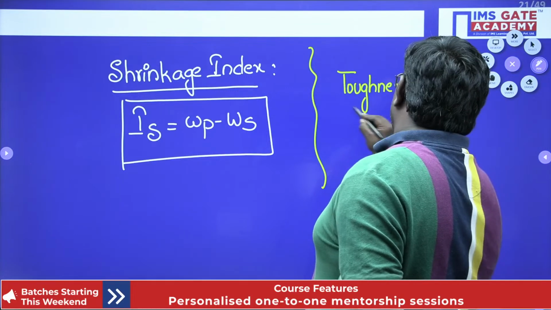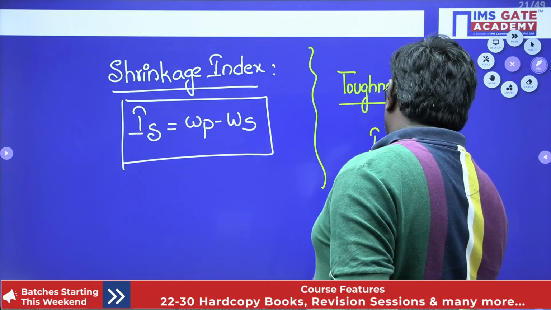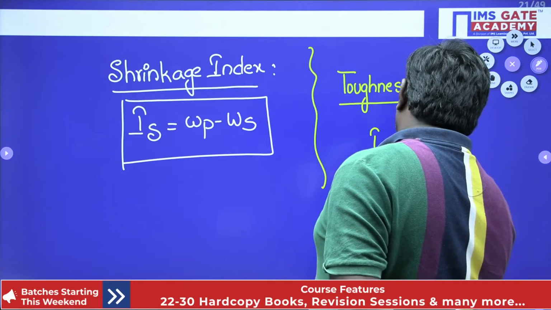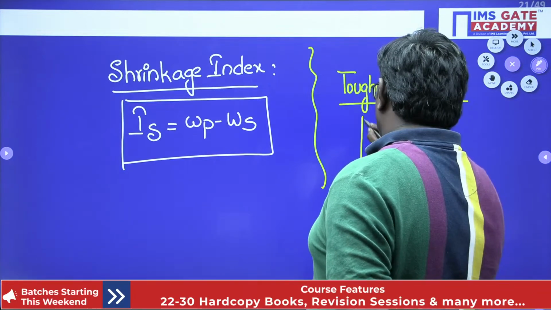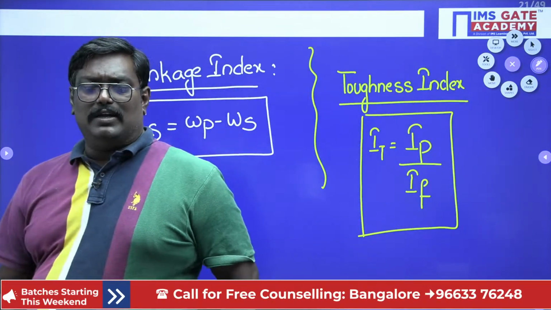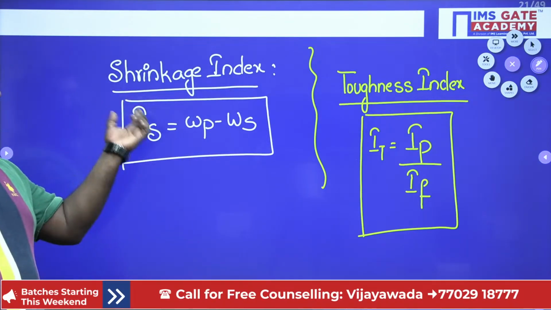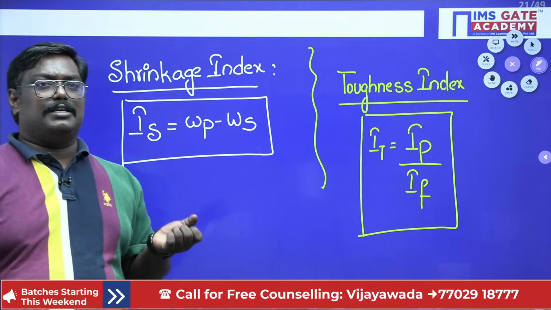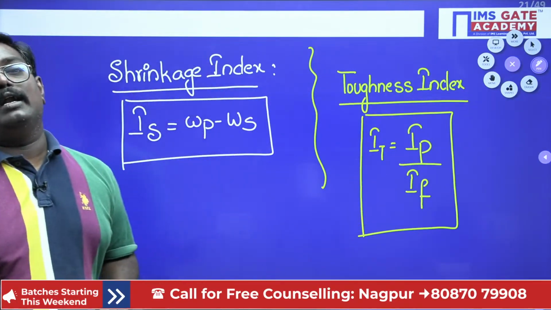For that, you have to understand the toughness index. The toughness index is given by the formula IT, equal to plasticity index upon flow index. The slope of the flow curve is nothing but the flow index. So I hope you are clear with the indices: the plasticity index is liquid limit minus plastic limit, the shrinkage index is plastic limit minus shrinkage limit, and the toughness index is plasticity index upon flow index.